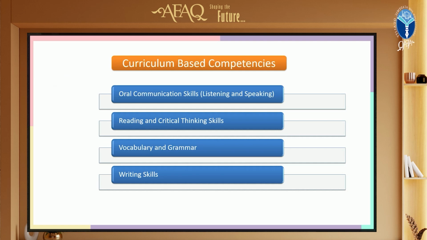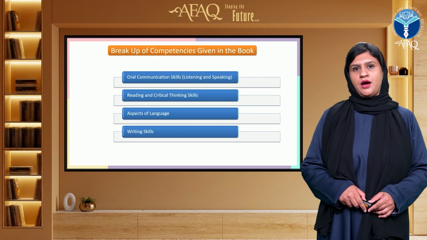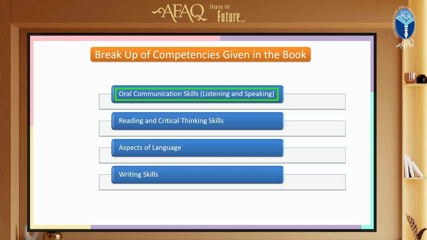According to the curriculum, we have oral communication skills, listening and speaking. Then we have reading and critical thinking skills, vocabulary and grammar. And lastly, we have writing skills. And competencies based on breakup in this book includes oral communication skills, listening and speaking, reading and critical thinking skills, aspects of language, and writing skills.